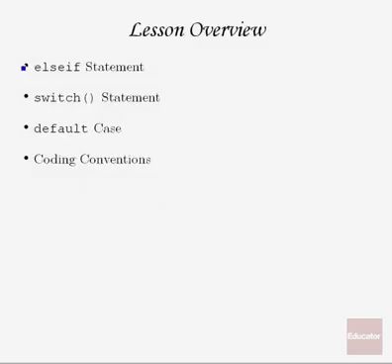So as mentioned, we're going to introduce the control structure called an else if statement, which is used in combination with an if statement, which we've already learned about. We're going to learn about a switch statement, which allows you to evaluate different statements based on the value of a certain variable. And we're going to talk about something known as the default case, which applies to switch statements. And then we're just going to quickly go over coding conventions as they relate to these two types of control structures we're introducing.